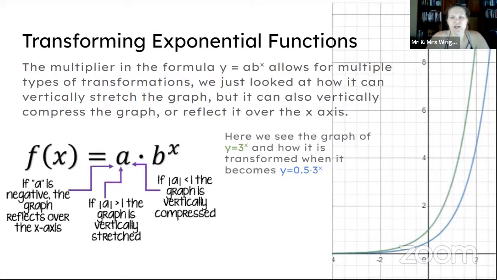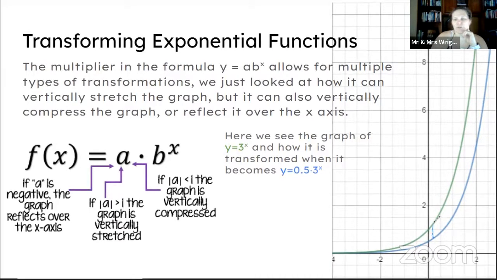So here we see the graph of y equals 3 to the power of x in green. That's the one we've been sticking with this whole lesson. But here, this is 1/2 as the multiplier. And you can see it's as if someone has taken the green one and just pushed down on it or compressed it. So we can see that each of the points on the green graph gets further down in the blue graph, right? So it's pushed down when you have a fractional multiplier.